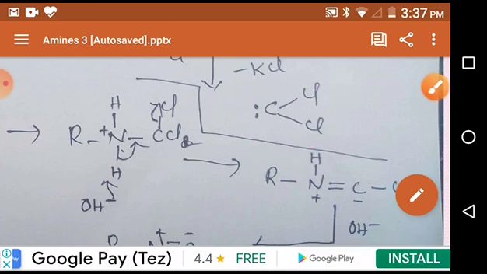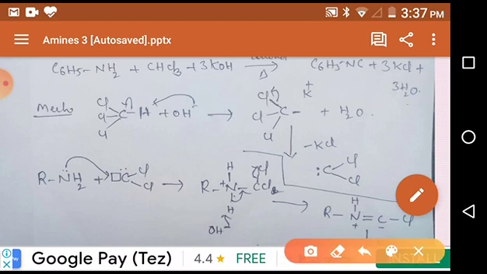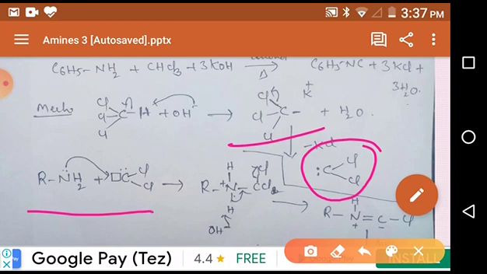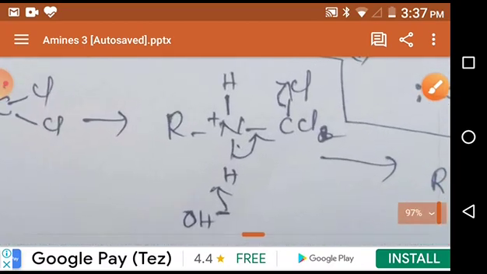So in this reaction, I repeat once again. First, from chloroform, the hydroxide base abstracts one proton. It forms CCl3 minus. This CCl3 minus, after leaving Cl minus to the K plus, forms dichlorocarbene, a neutral electrophile. This neutral electrophile attacks the amine, giving a new N-C bond. Generally, we observe C-C bonds and C-O bonds, but in this case, an N-C bond is forming. Then, after the loss of 2 moles of HCl, it gives isocyanides. This is an isocyanide.